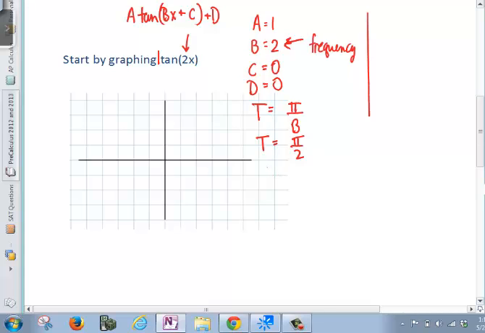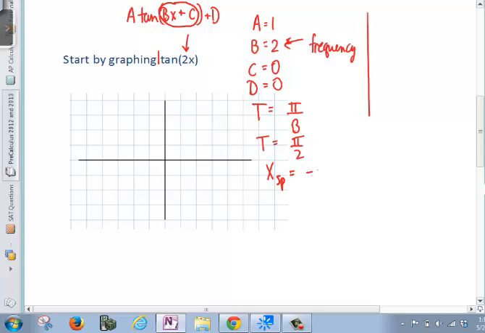We also want to find the starting point of the tangent function. The starting point is always found by setting the inside of the function, the independent variable area, equal to 0, and we can find out where that tangent function moves to.